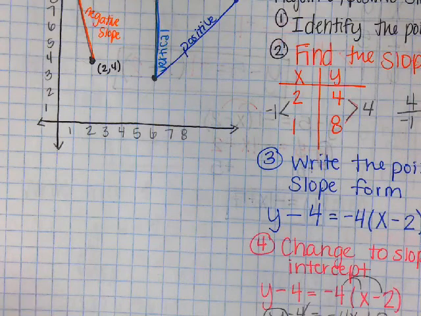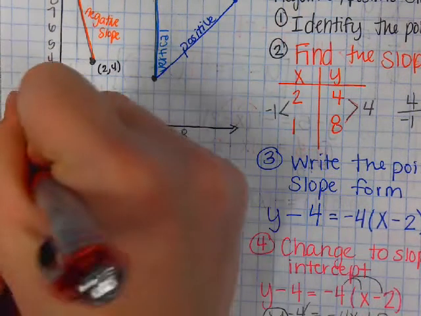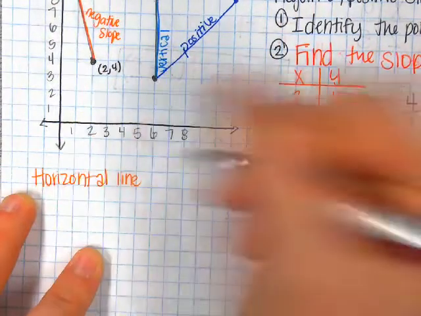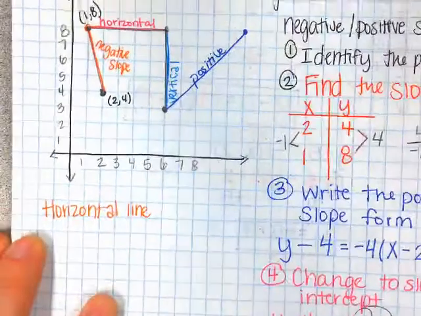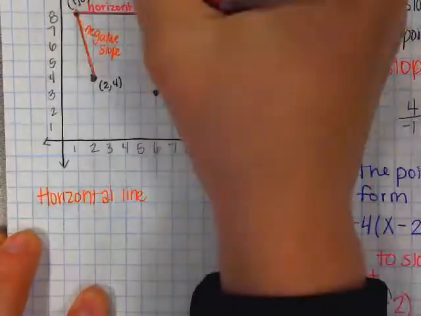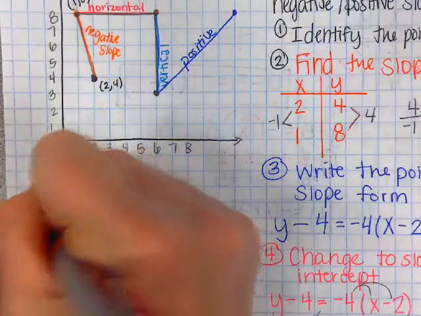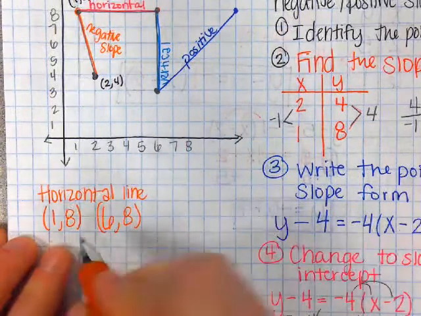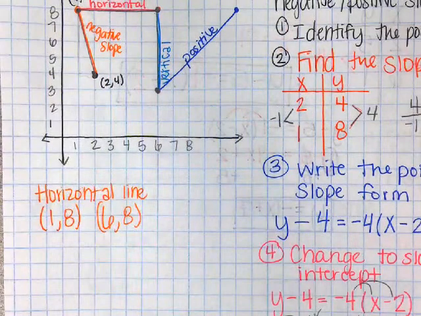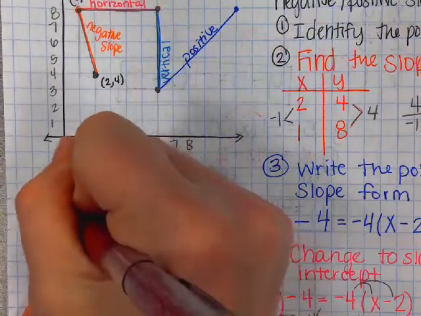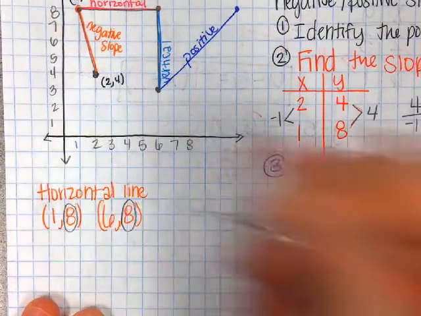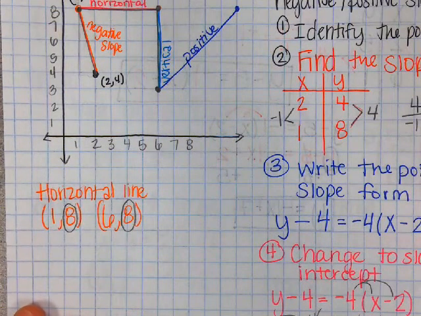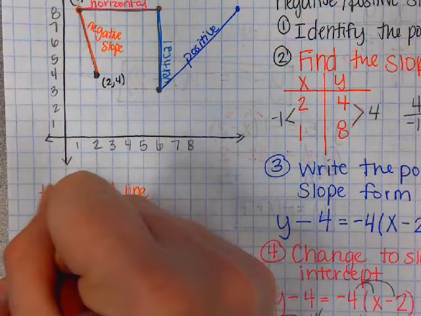Okay, now something that we haven't really talked about are horizontal lines. So if you look at the horizontal line, identify the 2 points. So we have 1, 8, and we have 6, 8. Now notice, if you look at both of those, both y values are 8. So these are actually really easy. The horizontal are way easier.